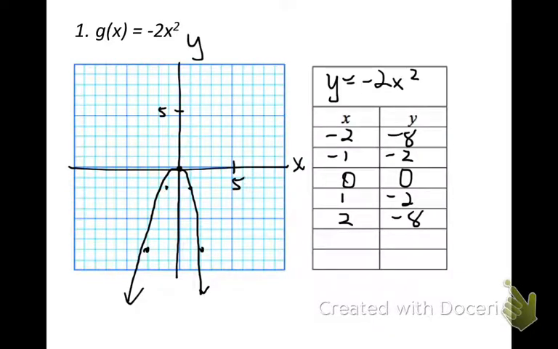So here's the answer to independent practice number 1. You're graphing negative 2x squared. Notice that this graph is skinnier than the parent function and that it opens down. That's because our a value, the absolute value of a, is greater than 1, so it is a vertical stretch, it's narrower. And then a is negative, so it's an x-axis reflection.